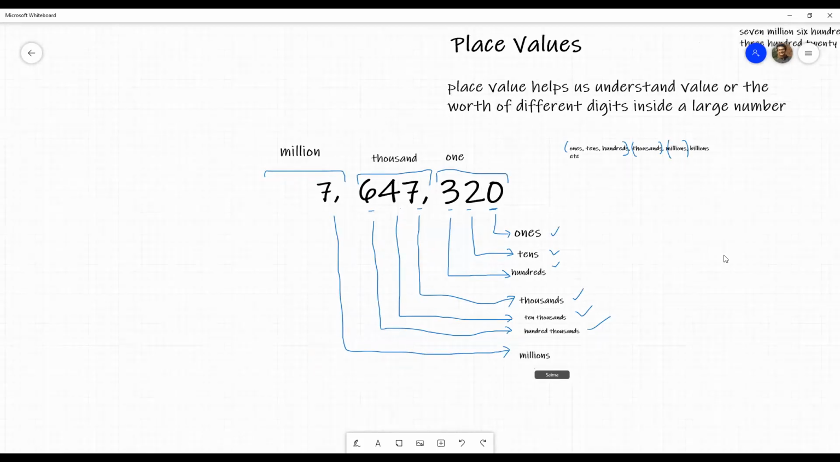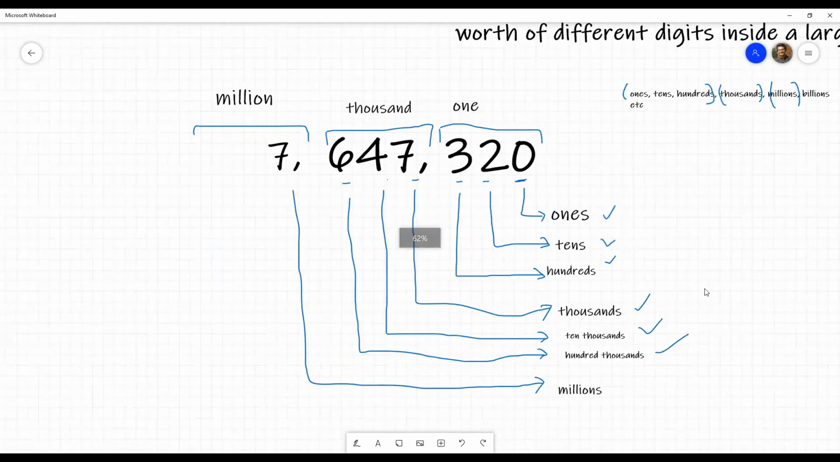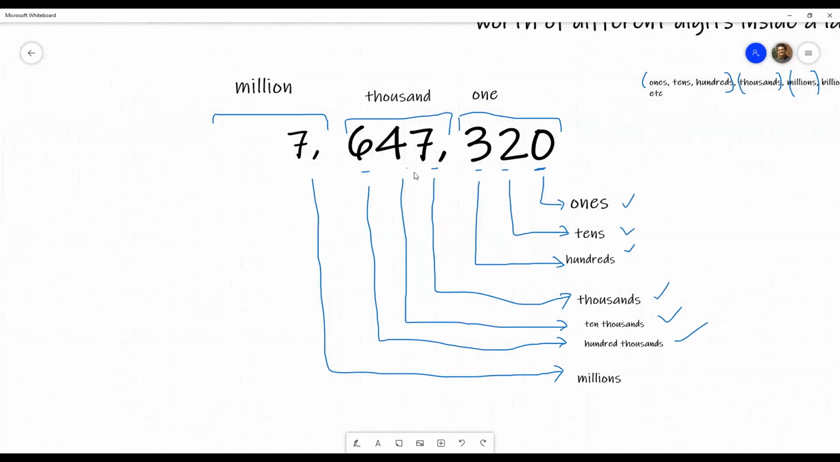Whoever wants to try, can you tell me the whole number altogether, how it's said? Sure, go ahead. 7,647,000 and 320. Very good. Anyone else like to try?